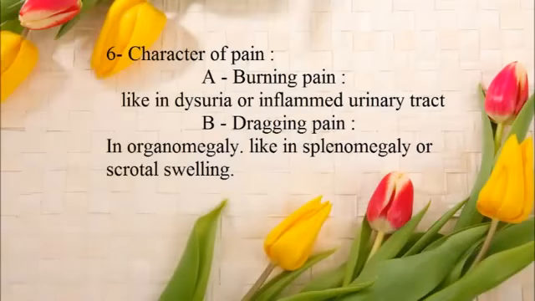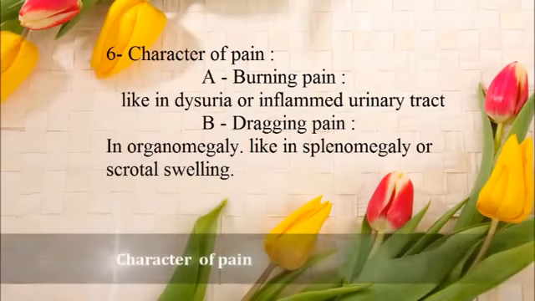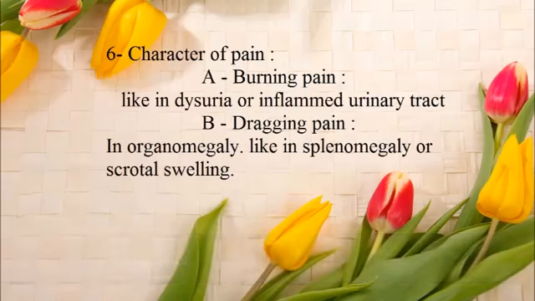Now, the most important part of the analysis of pain is the character of pain. The character of pain is about how the pain is felt and how the patient describes his pain. The first one is burning pain, like in dysuria or inflamed urinary tract. And B is the dragging pain in organomegaly, like in splenomegaly or scrotal swelling. The patient feels as if gravity is dragging the swelling down.